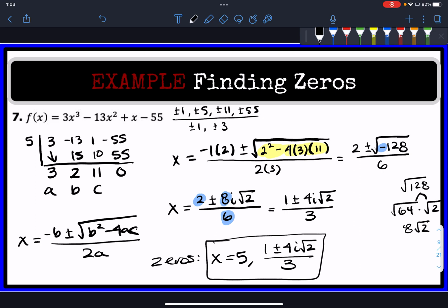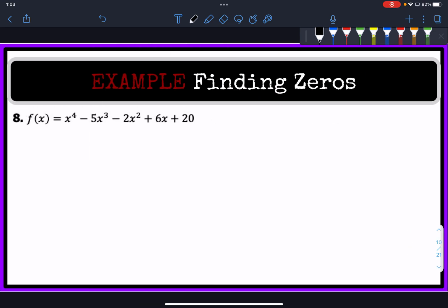And let's do just the last one. Now the last one is a degree 4 polynomial. So that means we're going to have to use synthetic division to hopefully find 2 rational zeros. And then we can jump into the quadratic formula to find the remaining 2. So the factors of 20 are 1, 2, 4, 5, 10, and 20, and of course positive and negative. But we're just going to jump into and test 2.